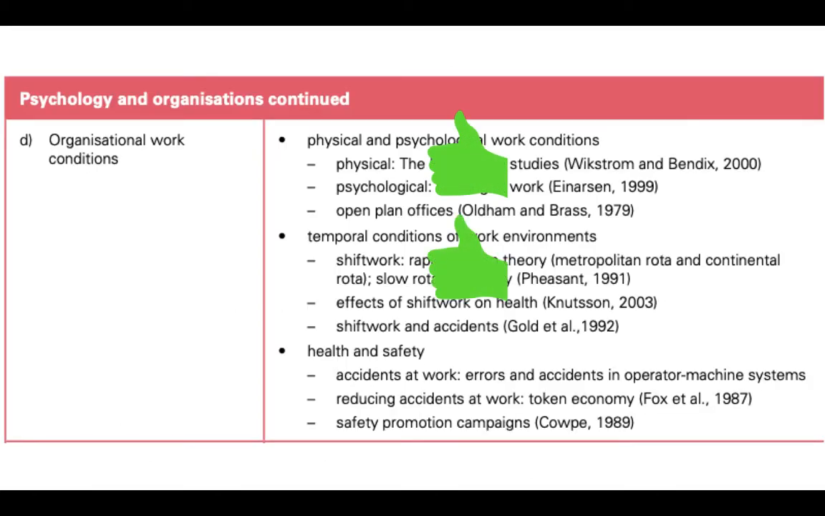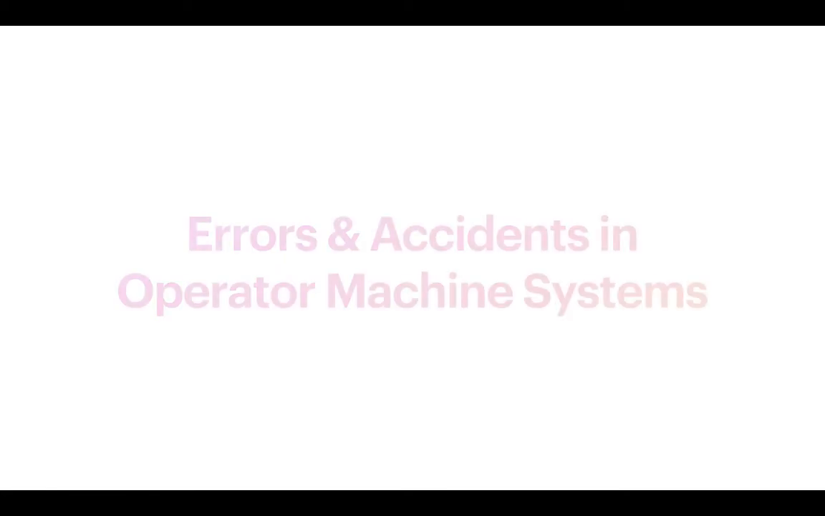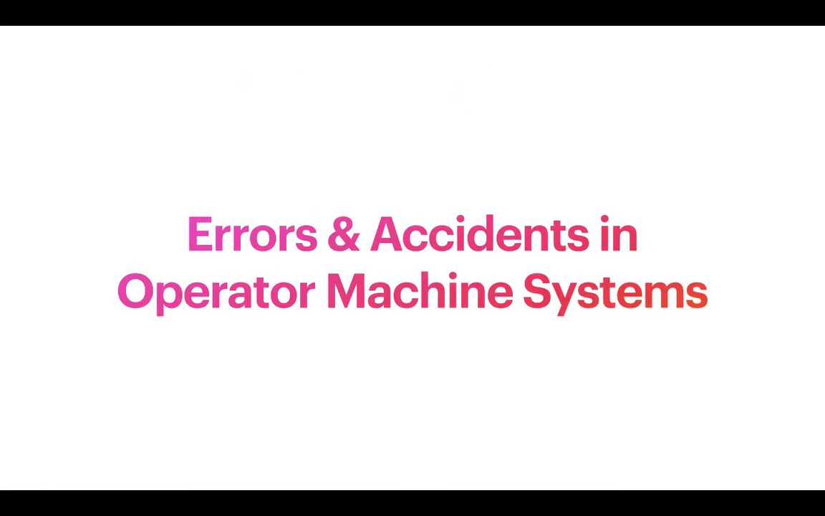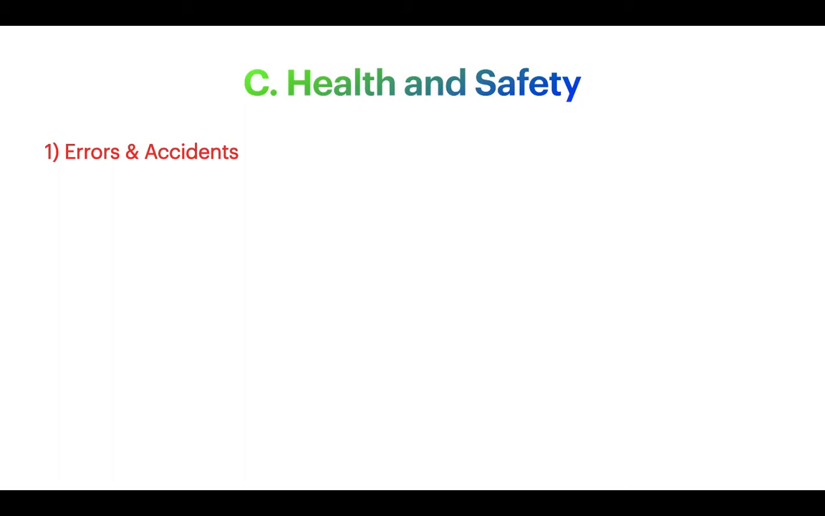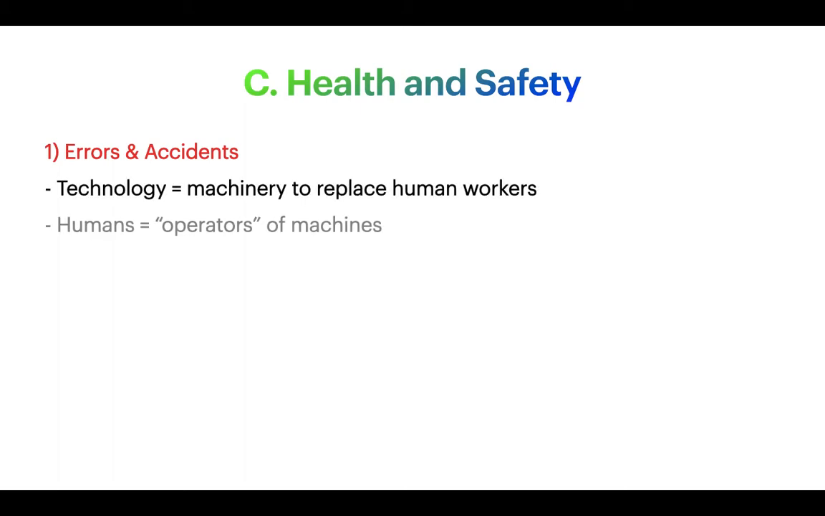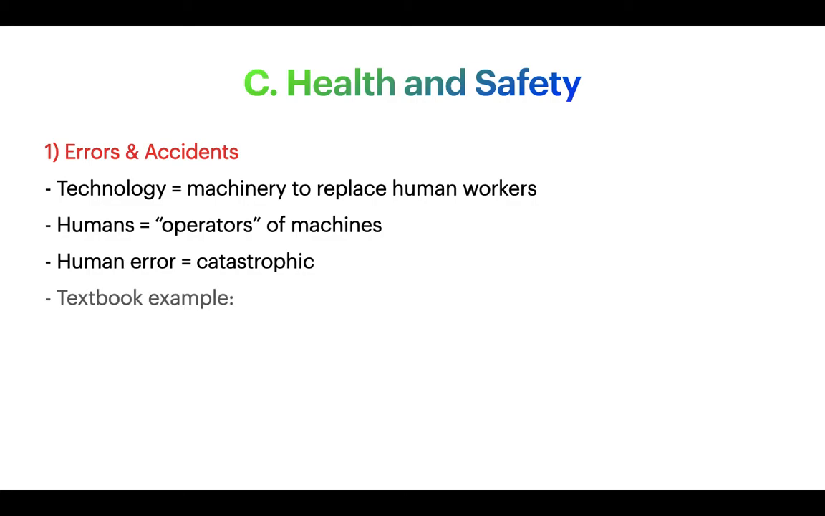Okay, we finished 2. You ready for the third one? Health and safety, right? So what are the errors and accidents in operator machine systems, right? So technology is basically using machinery to replace human workers. Humans are still the operators of these machines, right? So whether we use technology advanced or not, you still need humans some way or another. And human error can be catastrophic.